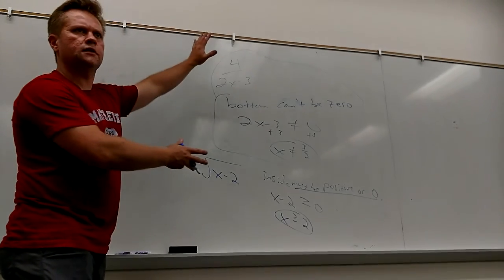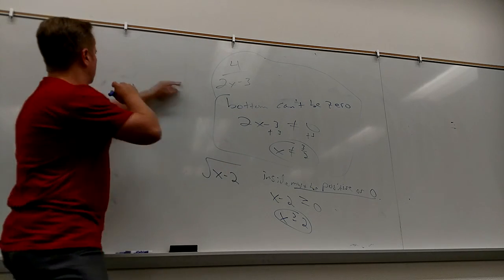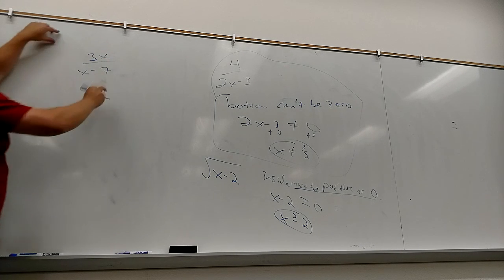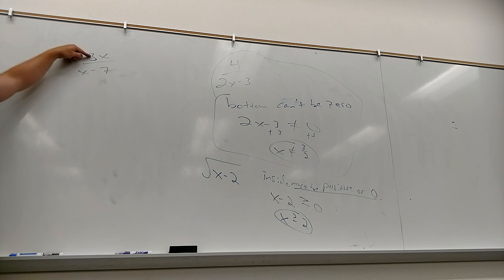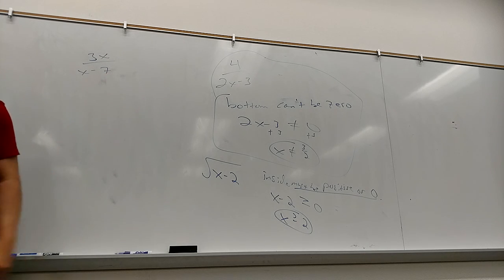Does this idea make a decent amount of sense? I forgot to point this out: do you notice how if I had 3x over x minus 7, what can I not use? Does the 3x matter worth anything? No, the top can be anything. What if the top were 0? Well, then the answer would be 0, right?